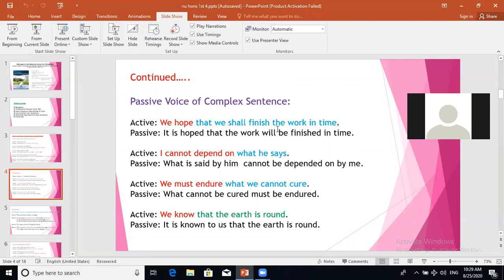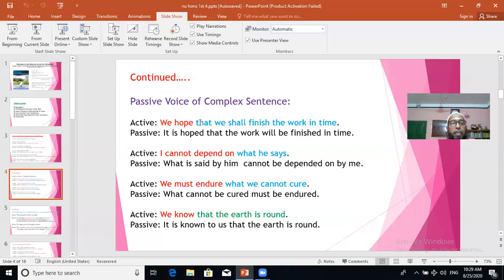We hope that we shall finish the work in time. You know, in a complex sentence, there is one main clause and another, subordinate clause, that we talked about in the previous class. So, we hope that we shall finish the work in time. In this sentence, there is one main clause, we hope. And the subordinate clause is that we shall finish the work in time. So this is a complex sentence.